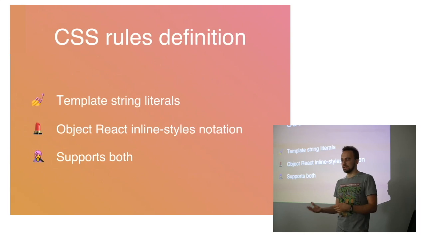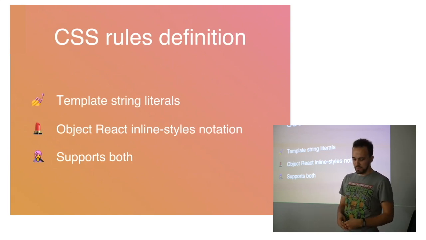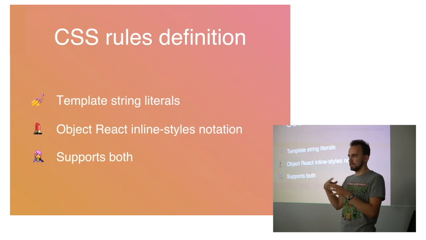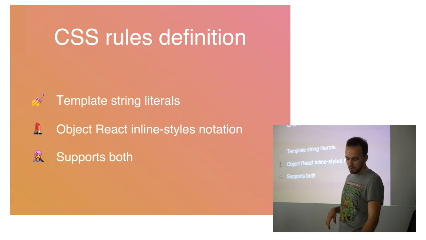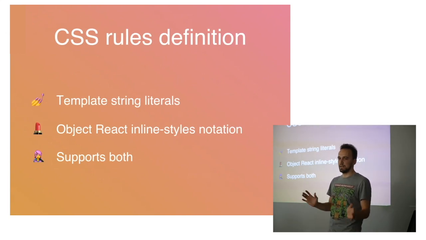It uses template string literals, a new feature that ECMAScript 6 JavaScript has. So it's nice that you can just use the CSS that you're used to, and it's just cool and nice. Glamorous uses object notation like React inline styles, objects with camel case and so on. And emotion supports both, which is quite nice and cool.